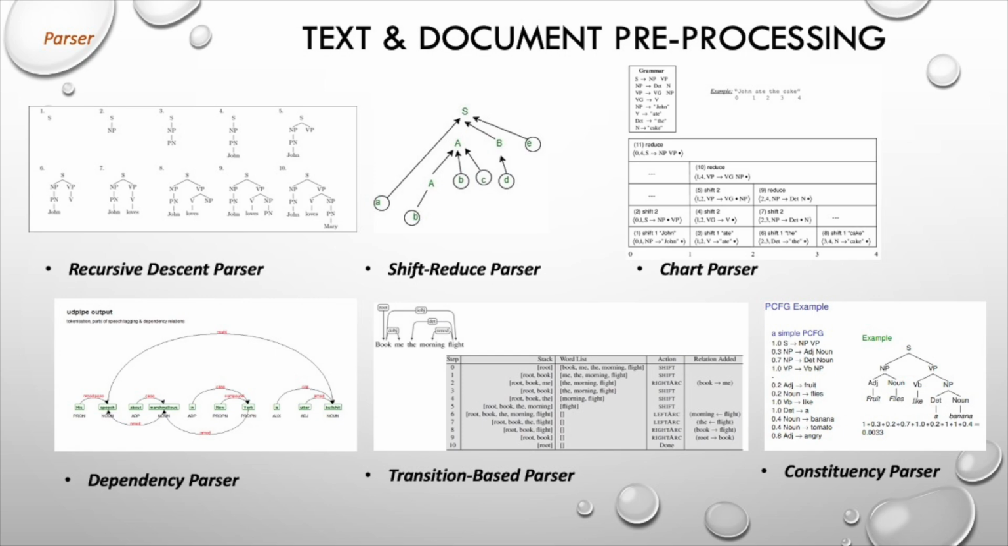Constituency parser. Constituency parsing aims to identify the constituent structure of sentences, representing how words group together to form phrases and larger constituents. Constituency parsers generate parse trees that explicitly show the hierarchical structure of the sentence. Examples of constituency parsers include probabilistic context-free grammar, PCFG parsers, and lexicalized parsers like the Stanford parser.